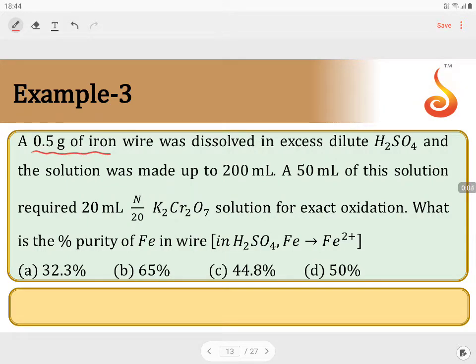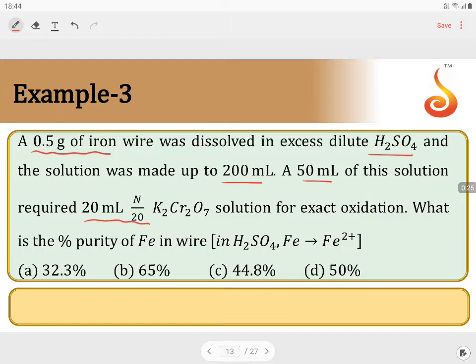0.5 grams of iron is dissolved in excess of sulfuric acid. The solution was made up to 200 ml. 50 ml of this solution required 20 ml of N/20 K2Cr2O7 for exact oxidation. What is the percentage purity of iron in the wire?